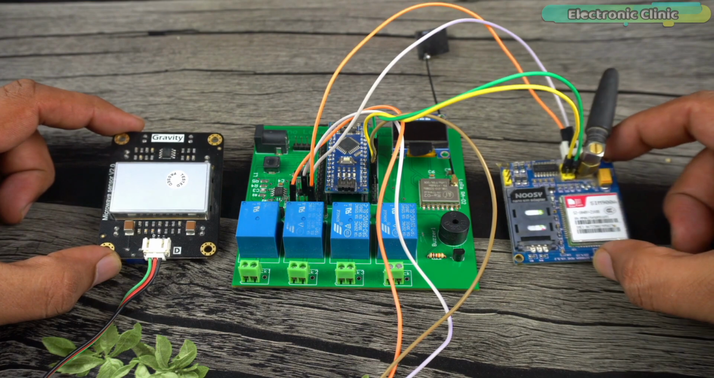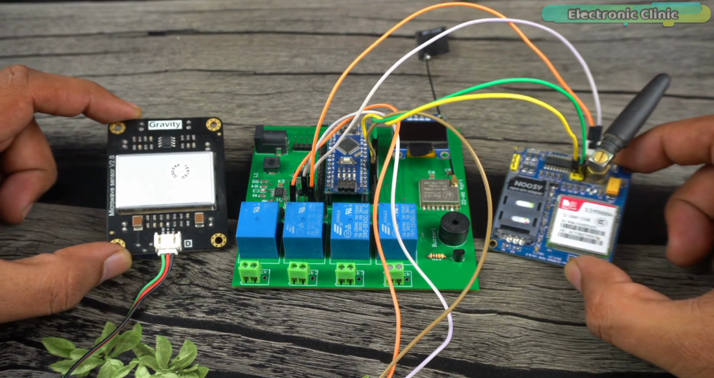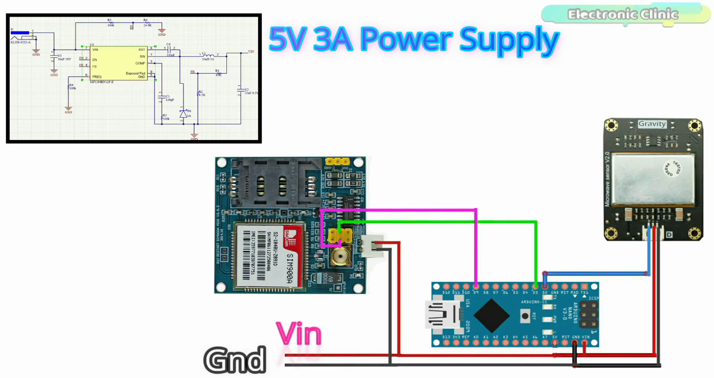So that's all about the connections, and if you have missed anything, then you can follow this circuit diagram. Now let's go ahead and take a look at the home security system programming.